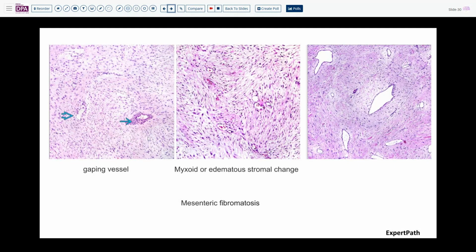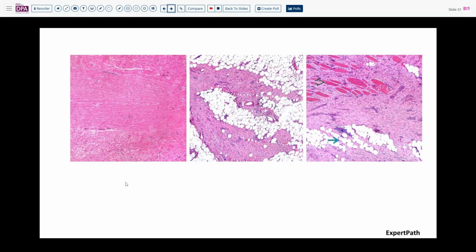And then because these fibroblasts and myofibroblasts expand between the vessels, the vessels can become dilated, what they call gaping vessels, with this rigid look of the vessel. And in the abdomen, of course, they can show infiltration of the mesentery, and they can also wrap the muscle cells.